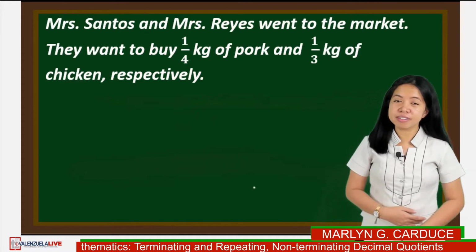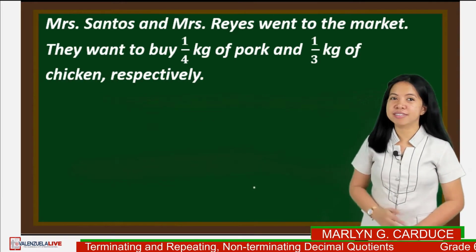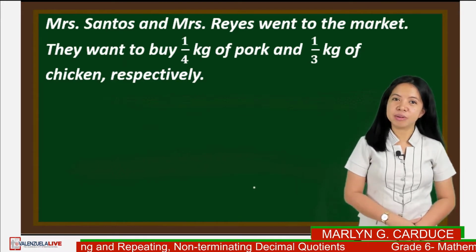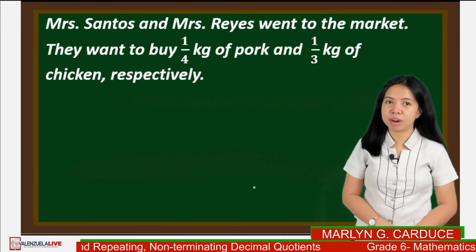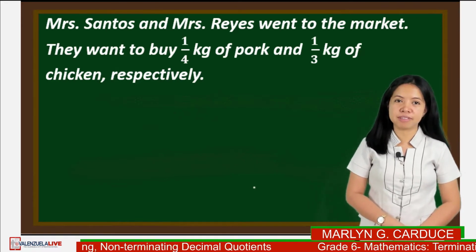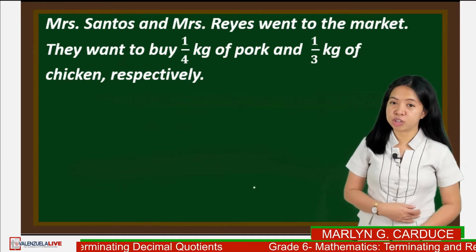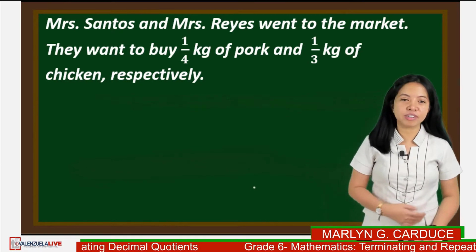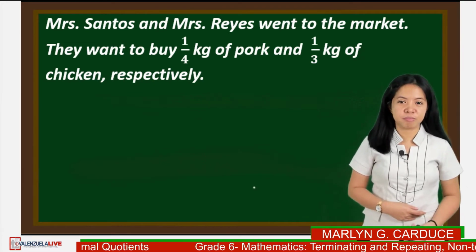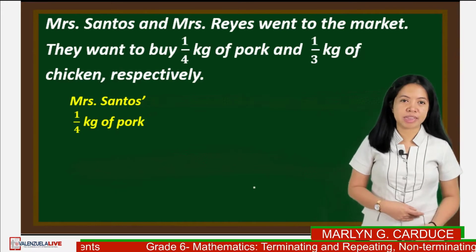So let's start our discussion with the problem. Mrs. Santos and Mrs. Reyes went to the market and they want to buy 1/4 kilogram of pork and 1/3 kilogram of chicken respectively. When they are in the meat shop, they place it in a digital weighing scale to check if they get the right weight of meat. So these are the readings for the two meat.